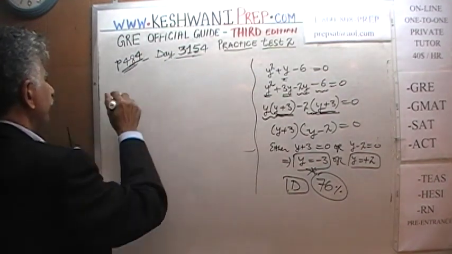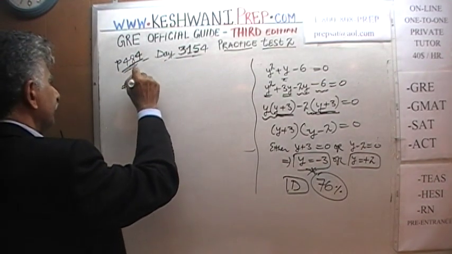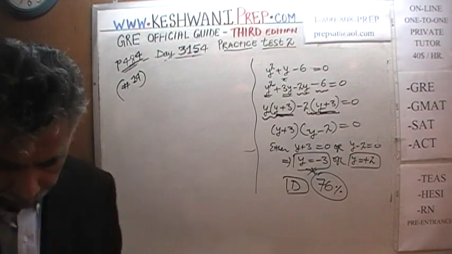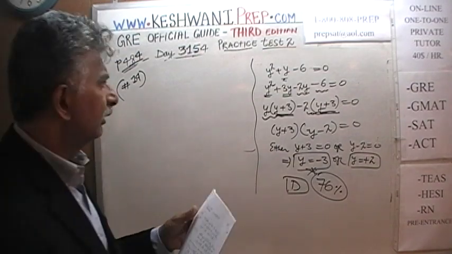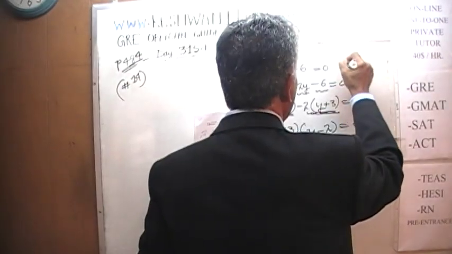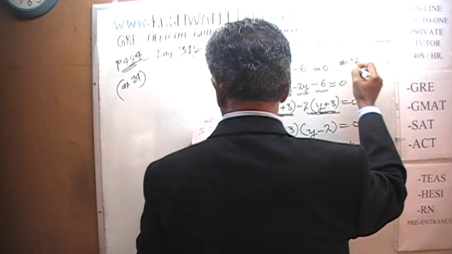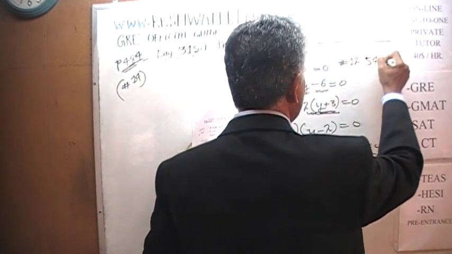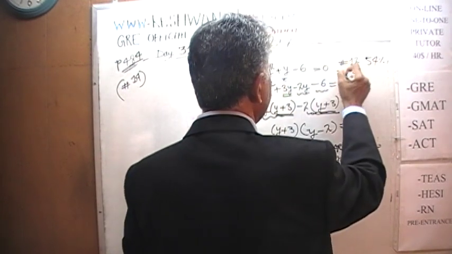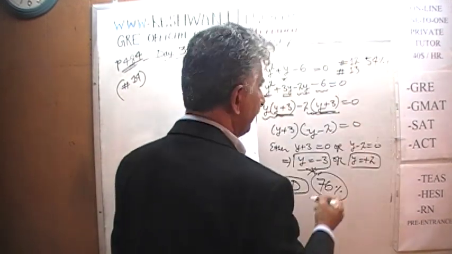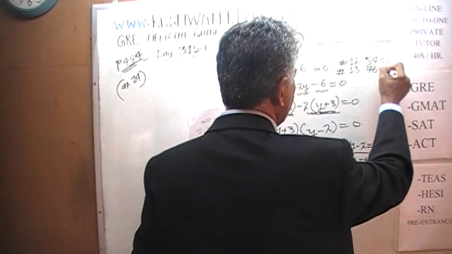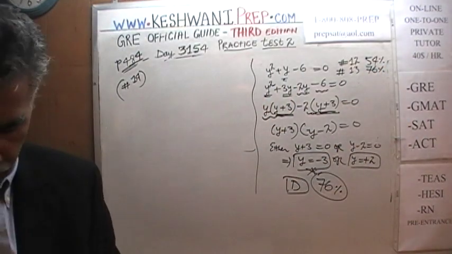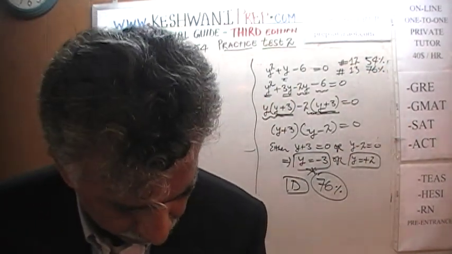Number 14. I did not give you the percentile for number 12, did I? Number 12, 54% of people got it right. Number 13, which we just did, is 76%. And I'll give you number 14 in a little bit. Let's see what number 14 actually says.